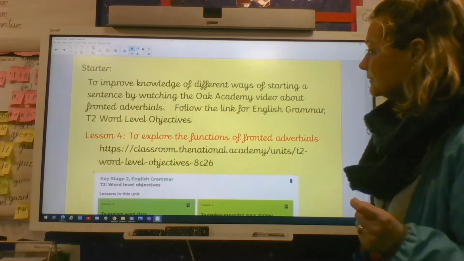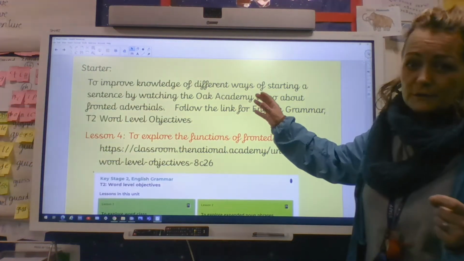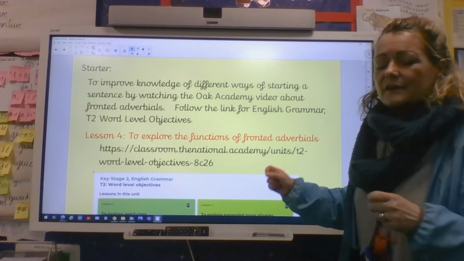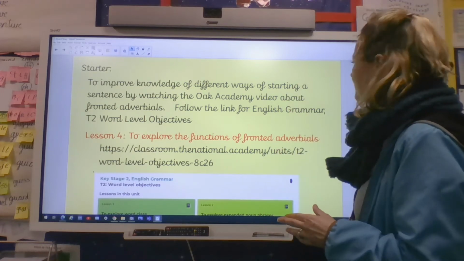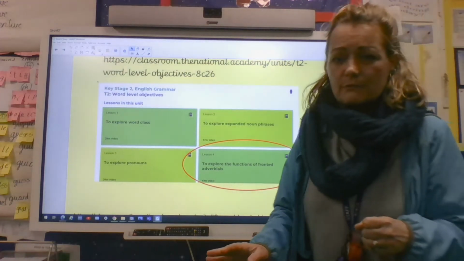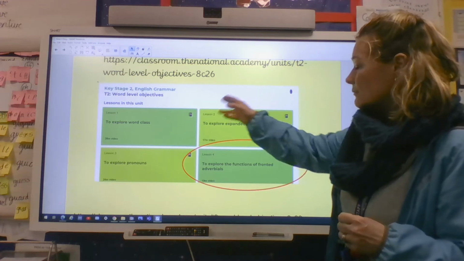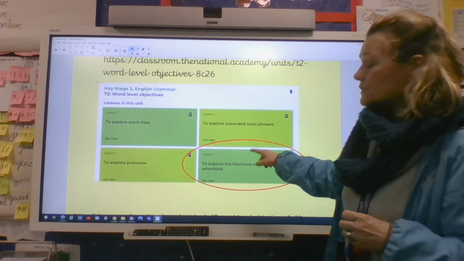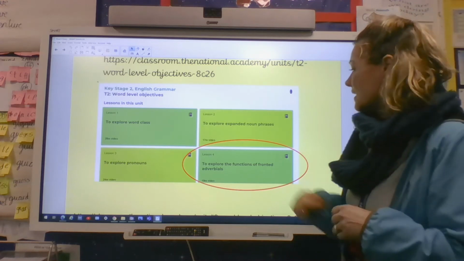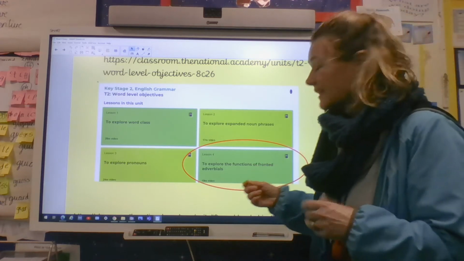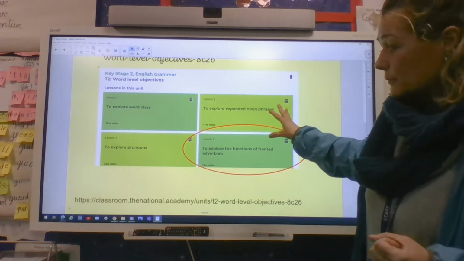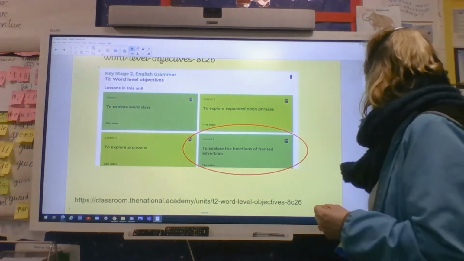So the starter is for you to go to the Oak Academy, who I think do such a great job of explaining so nicely what each of these grammar terms are. You would go to the same page that we were on yesterday when we were looking at word classes. This time I want you to go to lesson 4, please, to explore the functions of fronted adverbials. Enjoy that lesson because I think it makes it really clear how we use adverbials. There's a link on there as well.